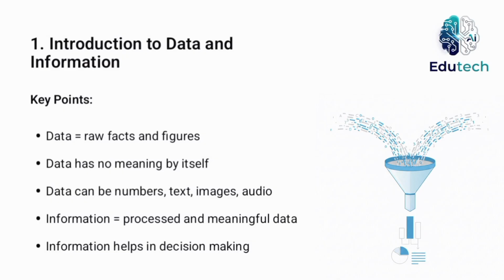For example, values like 1001, Anita, and 85 do not make sense individually. However, when data is processed, organized, and interpreted, it becomes information. Information is meaningful, structured, and useful for understanding situations and making decisions. A database system is primarily designed to store large amounts of data and convert it into useful information whenever required.